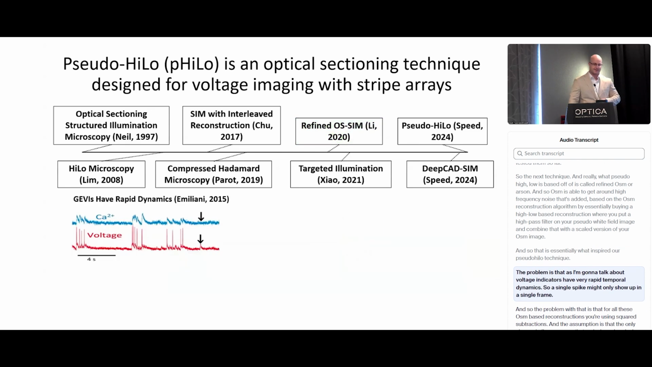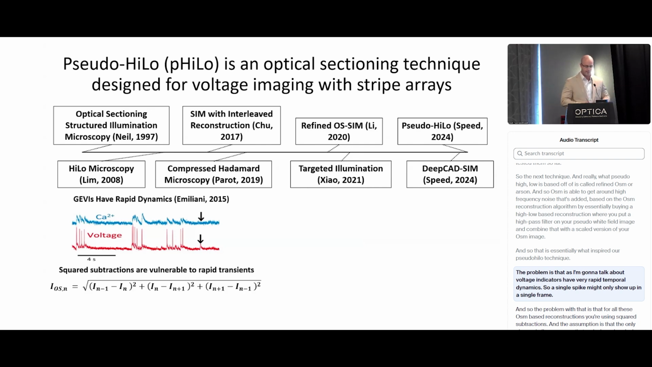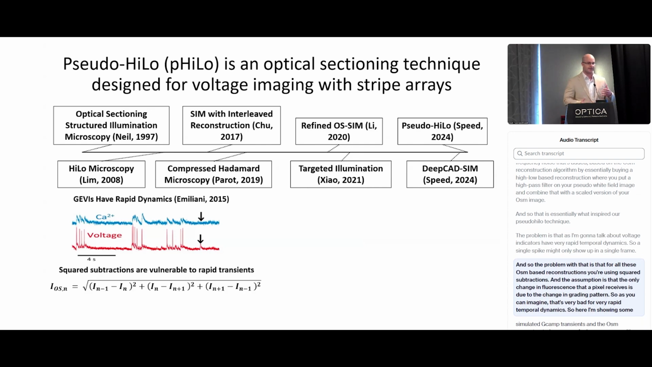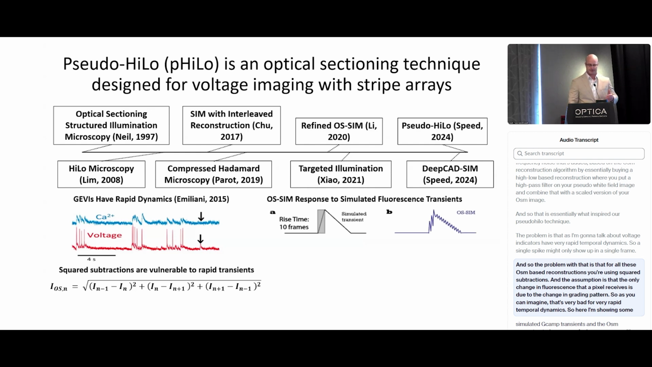But the problem is that, as Ahmed had talked about, voltage indicators have very rapid temporal dynamics. A single spike might only show up in a single frame. For all these OSM-based reconstructions, you're using squared subtractions, and the assumption is that the only change in fluorescence that a pixel receives is due to the changing grating pattern. As you can imagine, that's very bad for rapid temporal dynamics.